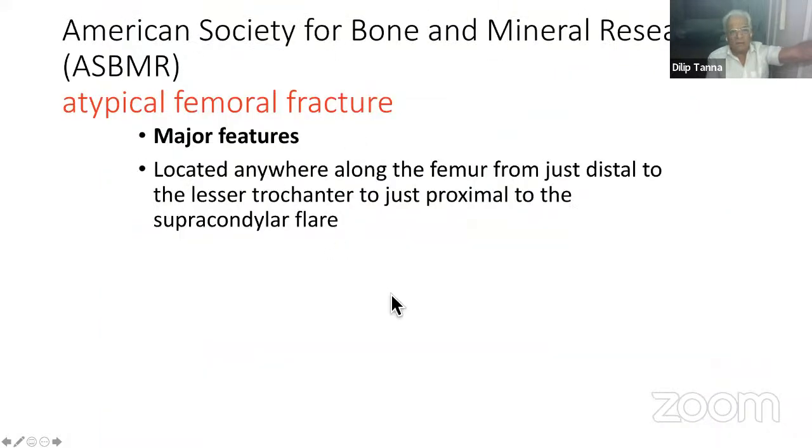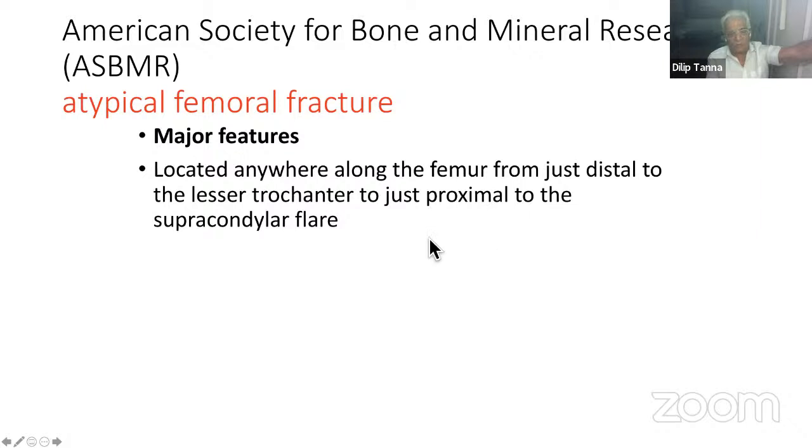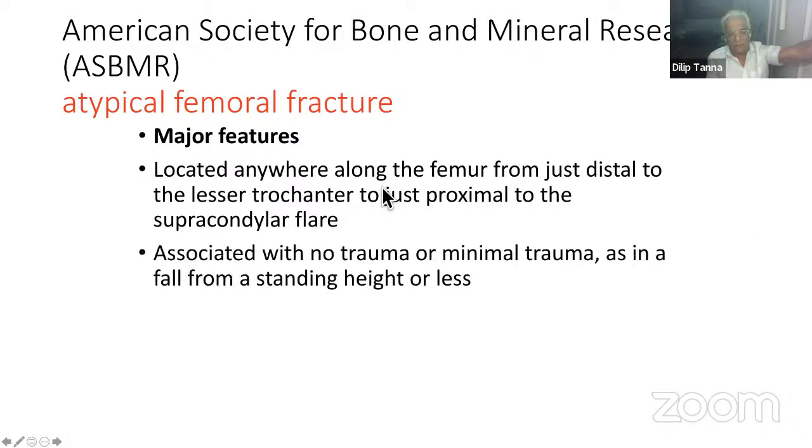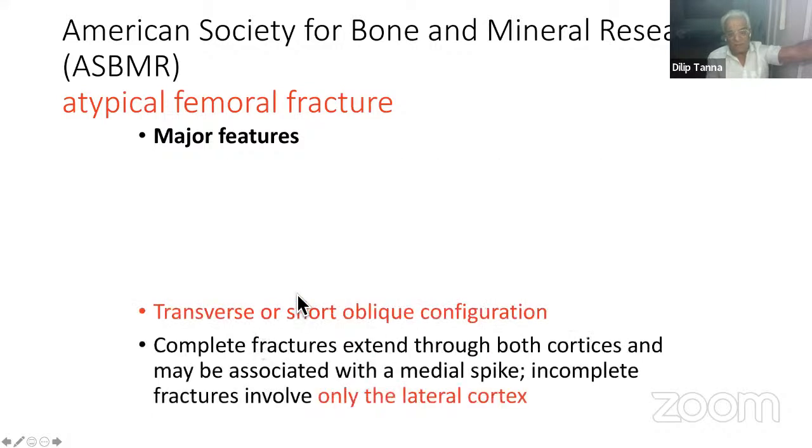American Society of Bone and Mineral Research definition of atypical femur fracture: located anywhere along the femur from just distal to the lesser trochanter to just proximal to the supracondylar plane. I think it covers the whole of the femur, not the neck, but subtrochanteric onwards all the way. Associated with no trauma or minimal trauma, such as a fall from standing height or less. Transverse or short oblique configuration. Complete fracture extends through both cortices and may be associated with a medial spike. Incomplete fracture involves only the lateral cortex.